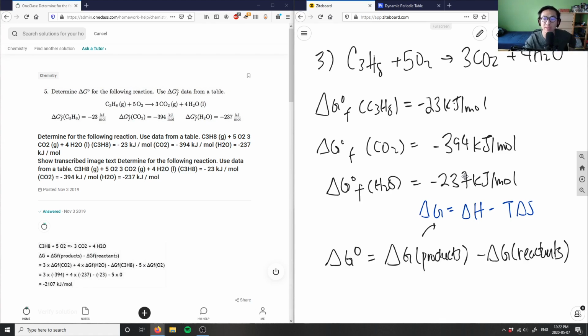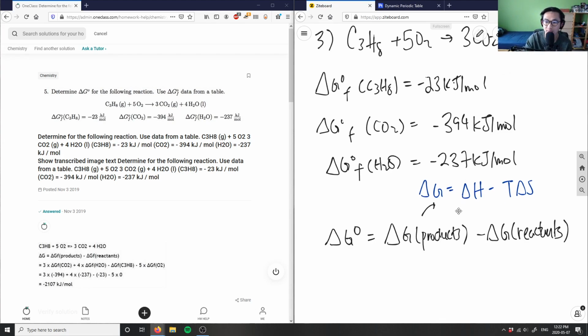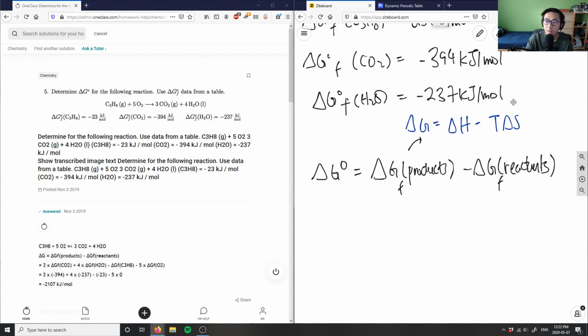So what we have here is, again, we're determining the delta Gibbs free energy of our reaction here. So we have basically delta G of the products minus delta G of the reactants, right? So I forgot the subscripts here, which is formation here. Let me write this down here. Delta G formation here.